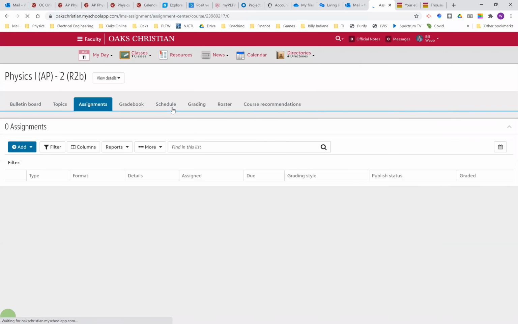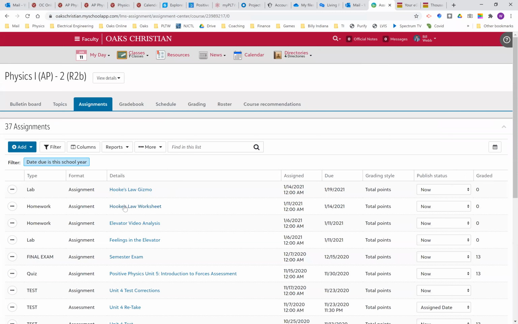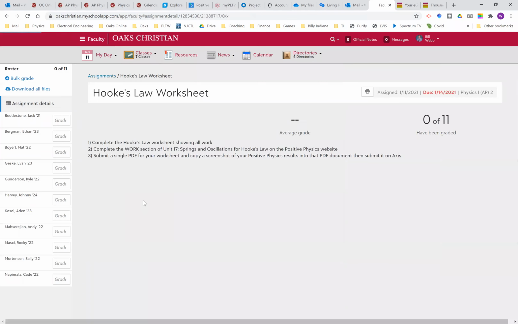Now, if you look at it on the assignments, just a refresher here, you'll see it as Hooke's Law worksheet. When you click on it, it gives you some directions. Complete the Hooke's Law worksheet showing all your work. So just having the answers isn't good. I've given you the answers, right? So you need to show me your work.